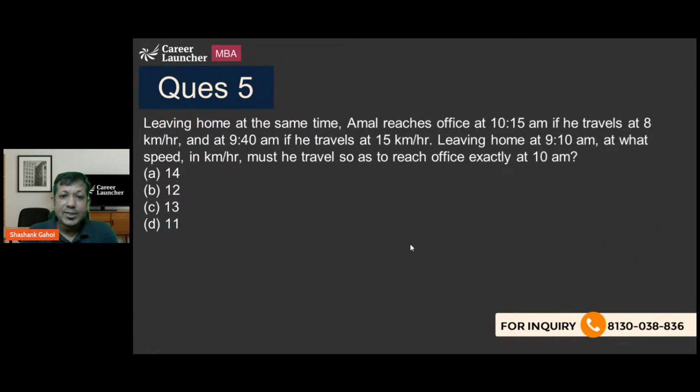Leaving home at the same time, Amal reaches office at 10:15 if he travels at a speed of 8. So leaving time is the same every day. He reaches at 10:15. So I am assuming his time taken for the total journey is T. Next day, he reaches at 9:40. It means he is reaching 35 minutes before this. So what is the time taken? That is going to be T minus 35, right?